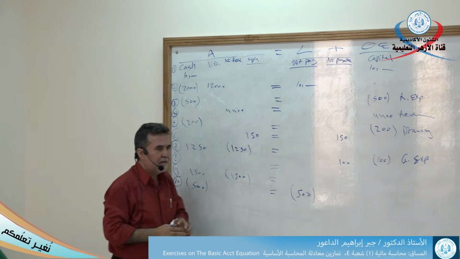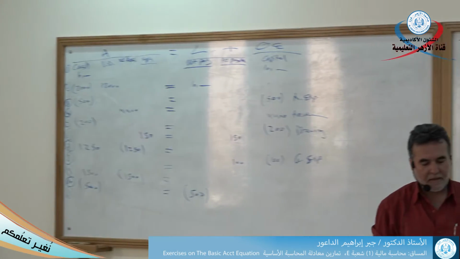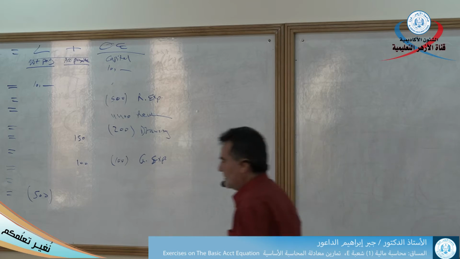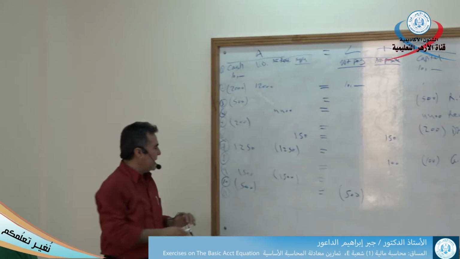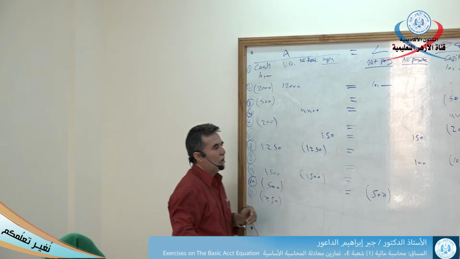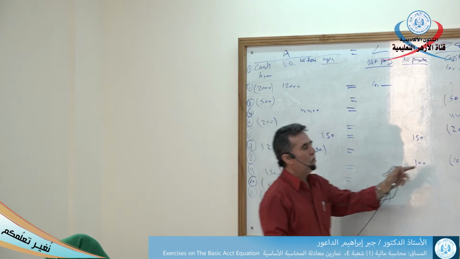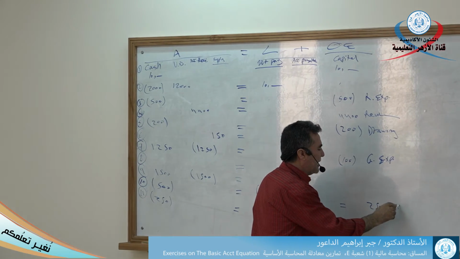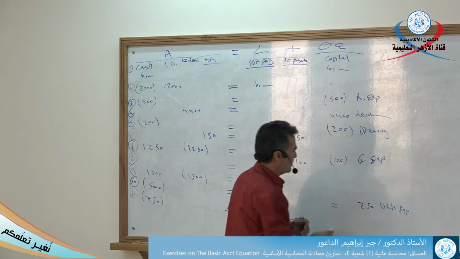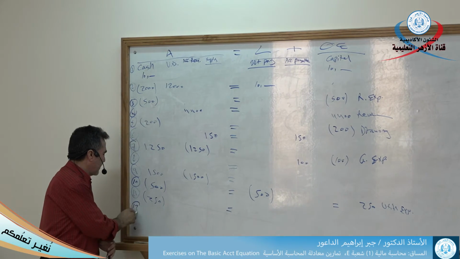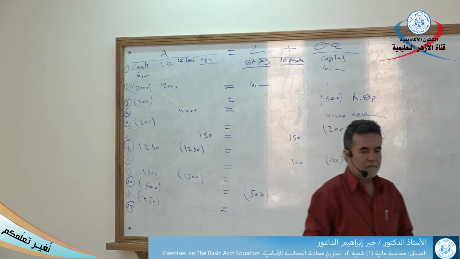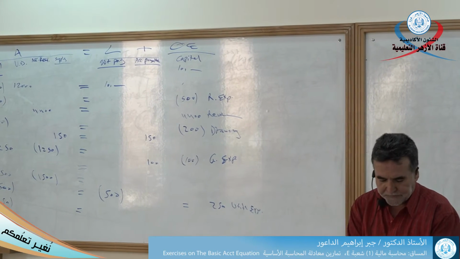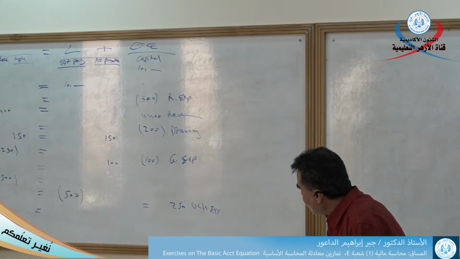Transaction number 11. Paid 250 for utilities. Cash will be decreased. Owner's equity will be decreased. Utility expense. Utility, meaning water and electricity, we call it utility. Utility expense.